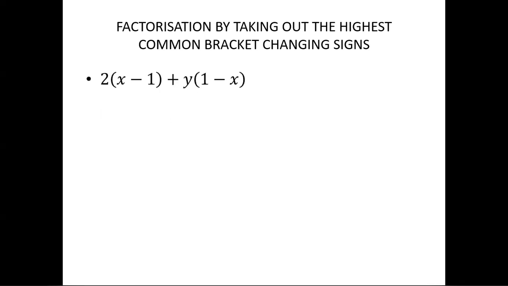Let's try and factorize this. You realize that we have a common bracket, which is this x minus 1 and this 1 minus x. The problem is that the 1 must be negative, but in this bracket, the 1 is positive. And the x must be positive, but in that bracket, the x is negative. So I'm simply going to change the signs in the second bracket by taking out negative as a common factor, because I want these brackets to be the same.